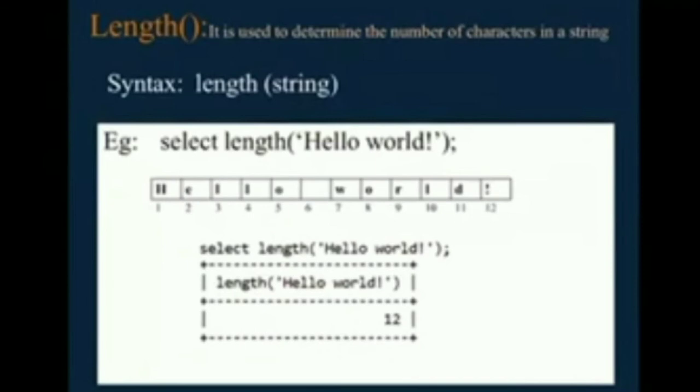The word hello has 5 characters. After that there is one space, then the count will be 6. And the word world has 5 more characters. Now the count will be 11. Okay, at the last there is one exclamation mark also. So the total count reached 12. So the answer is 12.